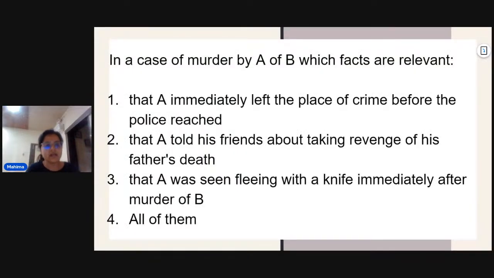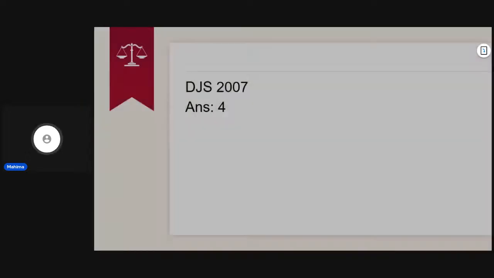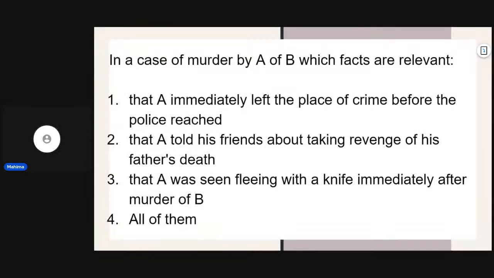Okay. In a case of murder by A of B, which facts are relevant? That A immediately left the place of crime before the police reached. That A told his friends about taking revenge of his father's death. That A was seen fleeing with a knife immediately after murder of B. All of them. Yes, it is all of them. It was asked in the DJ's 2007 question.